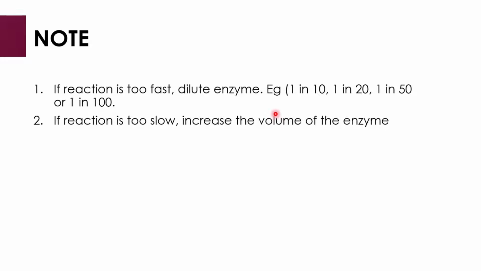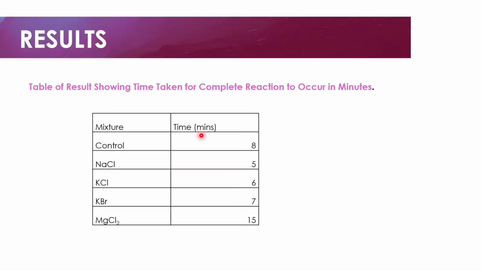We should also note that if the reaction is too fast, we dilute the enzyme. For example, we can do a dilution of 1 in 10, or 1 in 20, or 1 in 50, or 1 in 100. And if the reaction is too slow, we increase the volume of the enzyme. Let's see the test result.